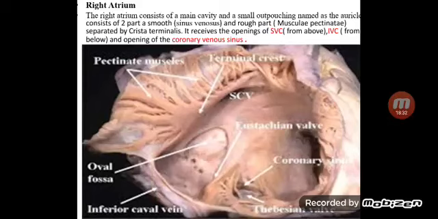And what is annulus ovalis? It forms the upper margin of the fossa. This is the annulus, as its name says, annulus ovalis. It forms the upper margin of the fossa.